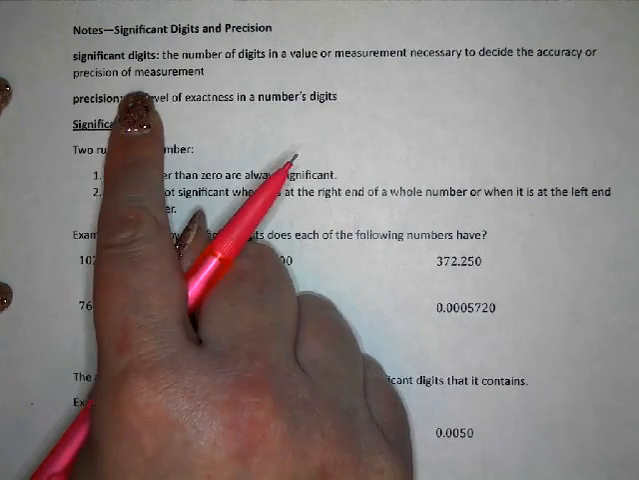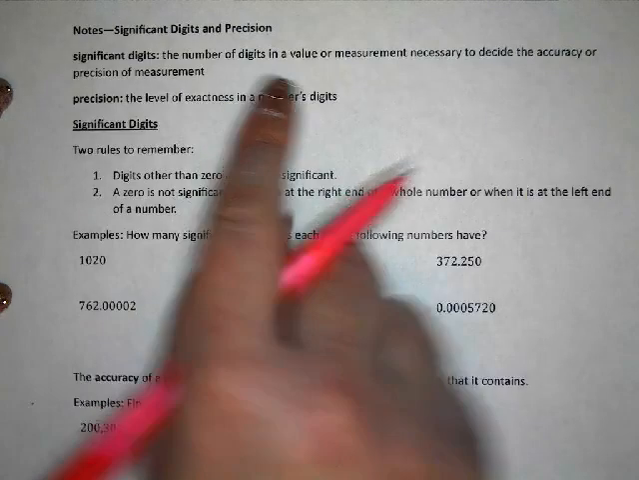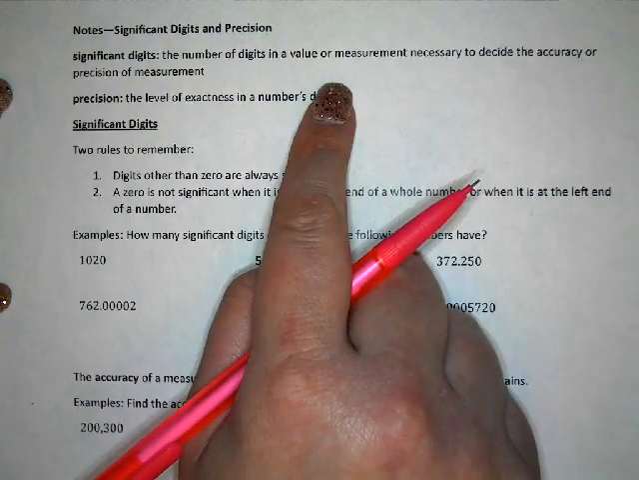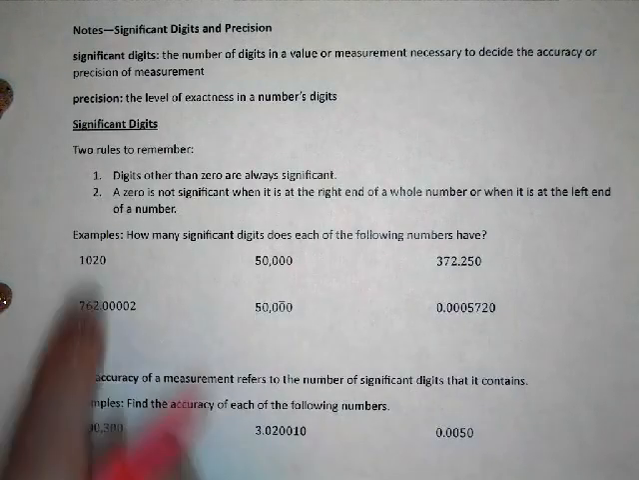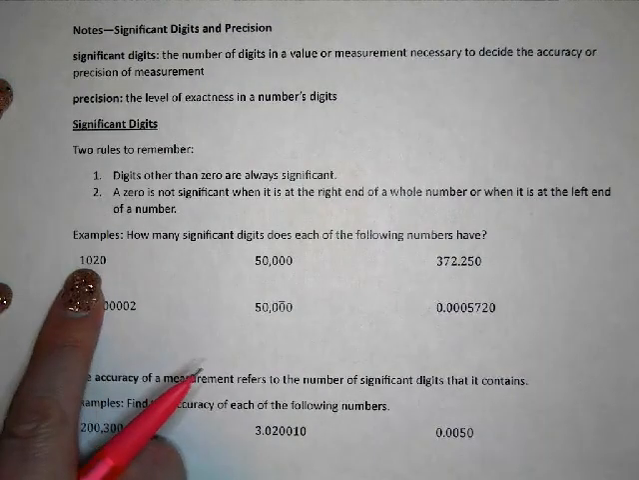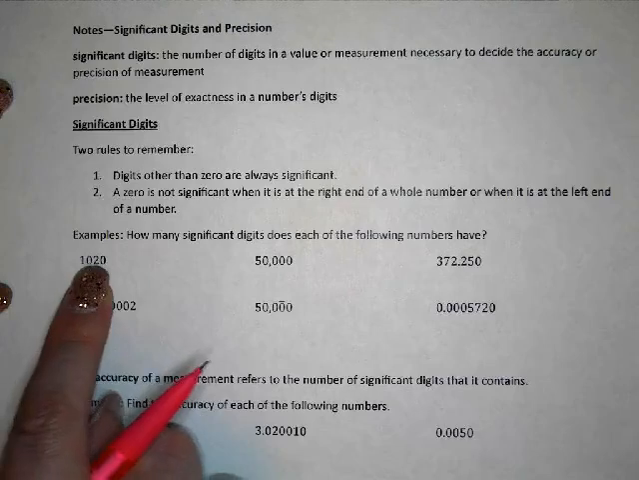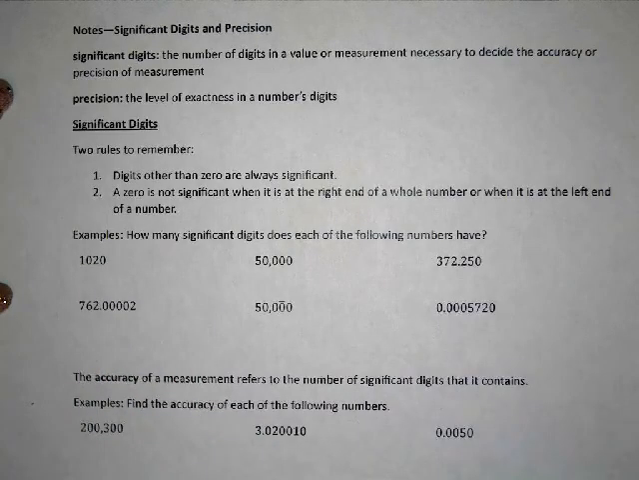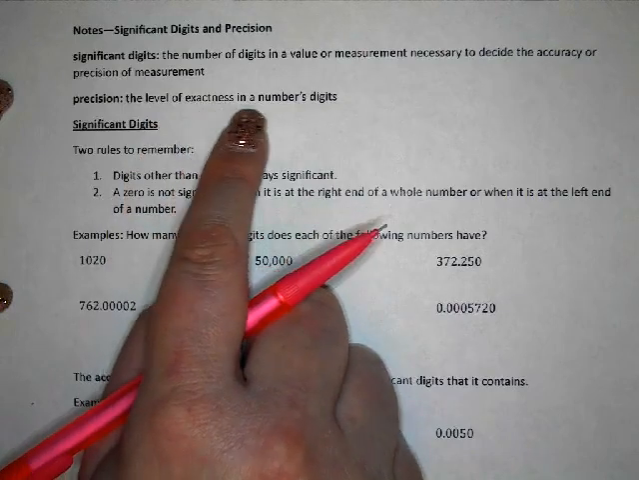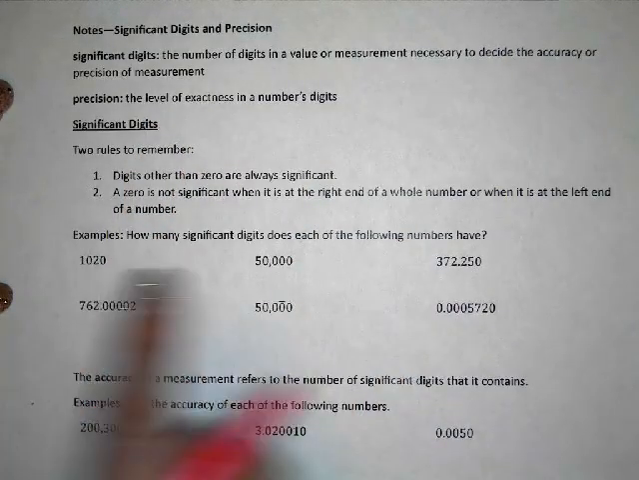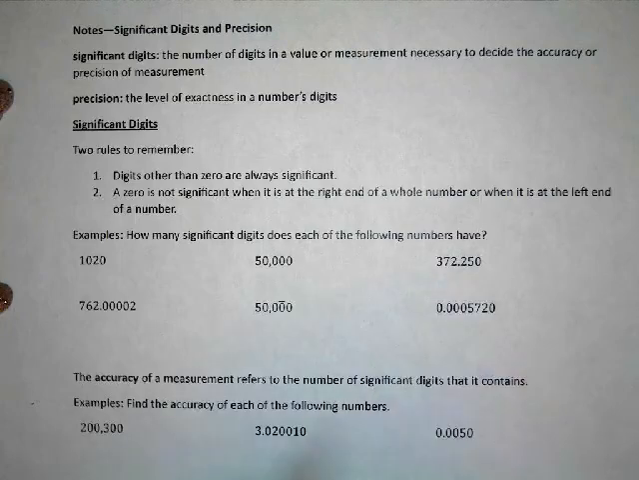So first, significant digits are the number of digits in a value or measurement necessary to decide the accuracy or precision of the measurement. So I'm talking digits like how many digits are in the number, and then of the digits in the number, which of them have a significant value. And then the precision is the level of exactness in a number's digits. So of the numbers that you can see, how precise are they when they measure something?